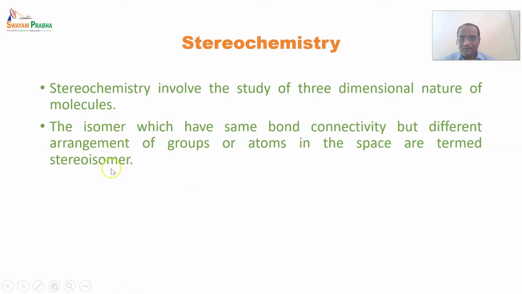But stereoisomers are a little bit different. General isomers have two classes, and one of them is stereoisomer. Stereoisomers have the same bond connectivity but a different arrangement of groups. Their molecular formula is the same, structural formula is the same, but only the arrangement of atoms in space is different. This is said to be a stereoisomer.